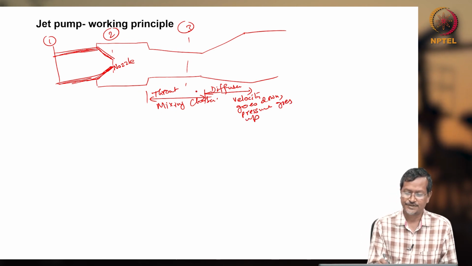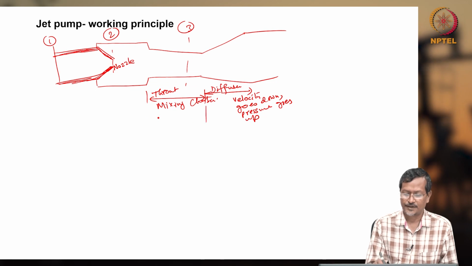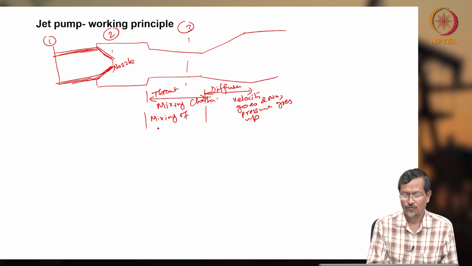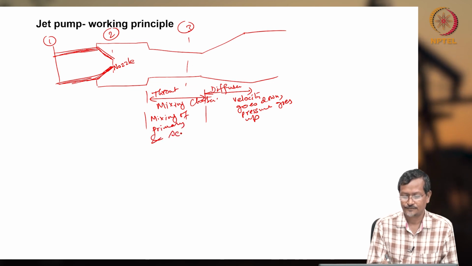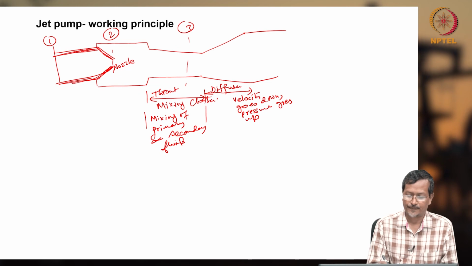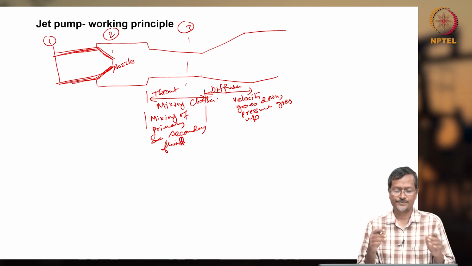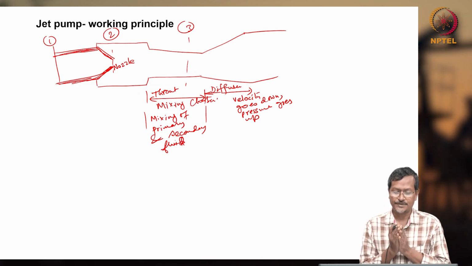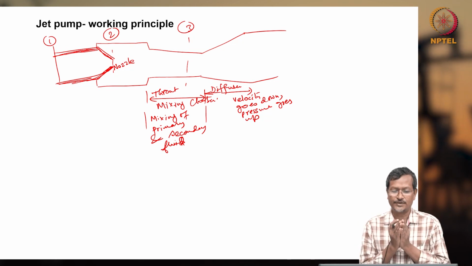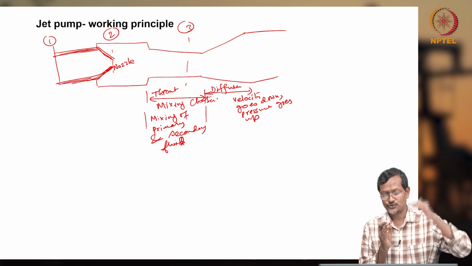Okay, mixing chamber, throat section, what happens here: mixing of primary and secondary fluid happens, and this mixing should be proper mixing. If improper mixing is there, then actually jet pump performance will be dropping.